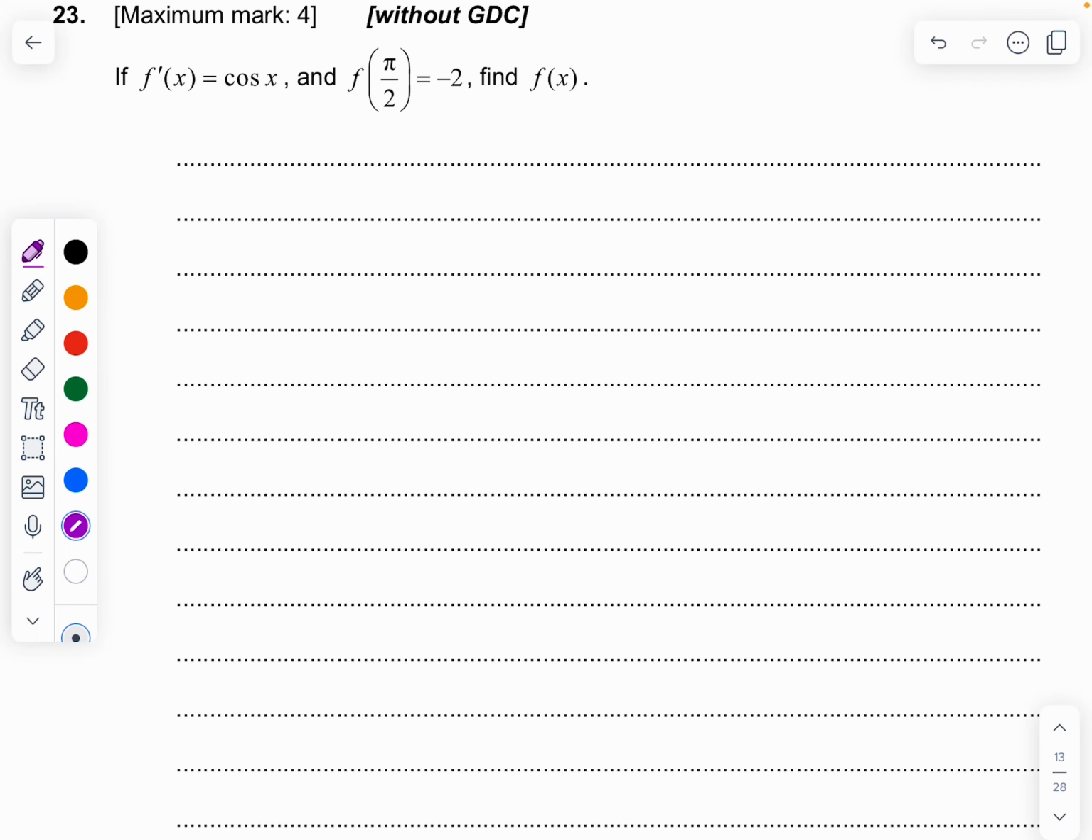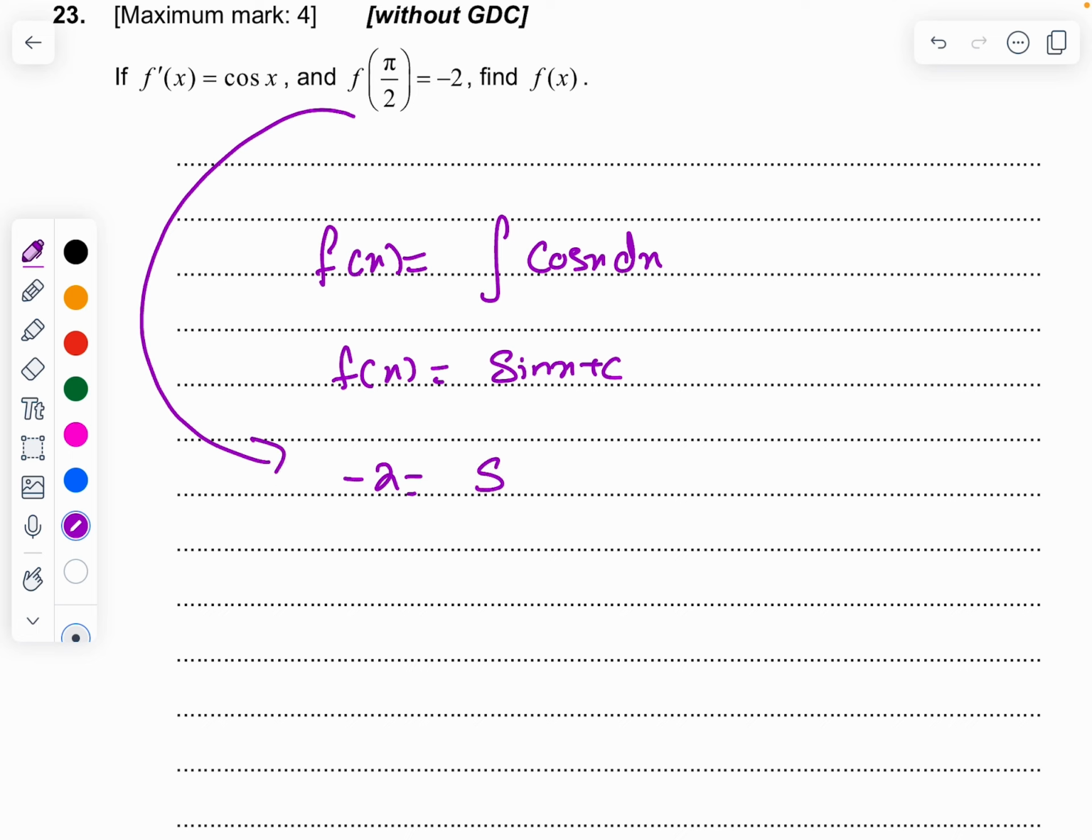Question number 23. f prime x is given. So what is f of x? f of x will become the integral of cos x dx, which is f of x equals sin x plus c. But f of pi by 2 equals minus 2. So sin pi by 2 plus c is negative 2. So this gives me c value as negative 3. So what will f of x become? sin x minus 3.